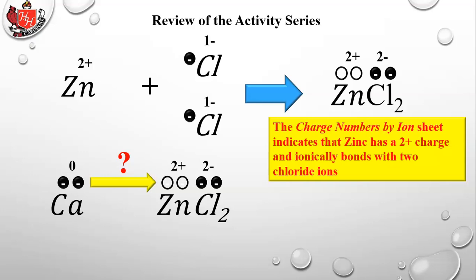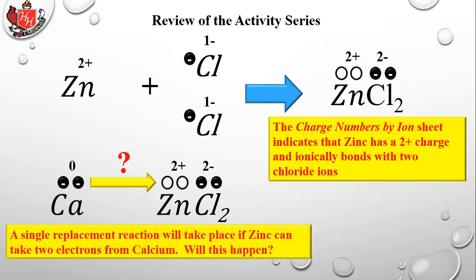Because if it is, then the zinc will again become electrically neutral because it will have its full complement of electrons, and the calcium will become positively charged. That means the zinc will break away from the chloride ions because it no longer has a charge, and the calcium with its 2+ charge will go over and bond to the chloride. So the zinc and the calcium effectively switch places. A single replacement reaction will take place if zinc can take 2 electrons from calcium. So will this happen?